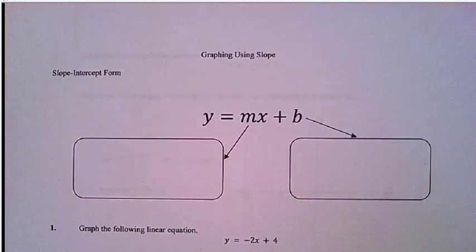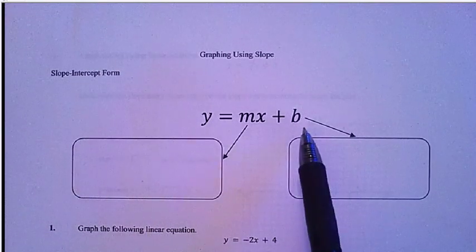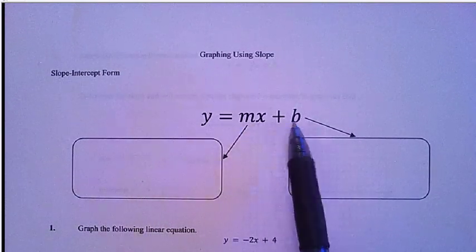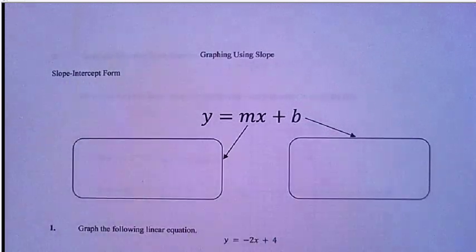So in this video we are going to be talking about graphing using the slope and the y-intercept. We're actually going to be specifically talking about this particular formula here, y equals mx plus b, which we also refer to as the slope-intercept form. And we refer to it this way because it has those two pieces of information readily available for us.